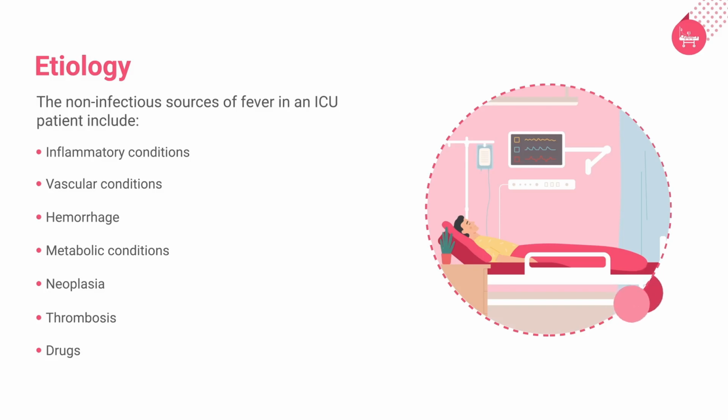Vascular conditions like deep venous thrombophlebitis, pulmonary embolism, dissecting aortic aneurysm, mesenteric ischemia or infarction, myocardial infarction, and hemorrhage into the central nervous system or CNS, retroperitoneum, joints, lungs, and adrenals.